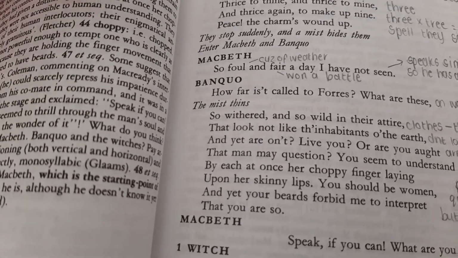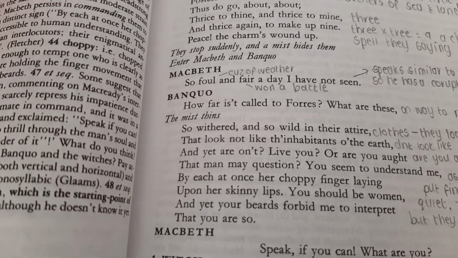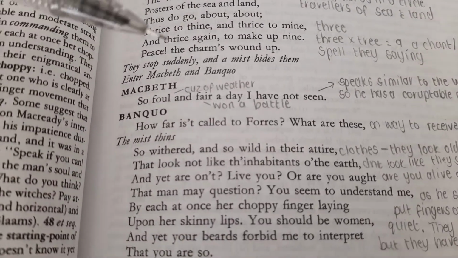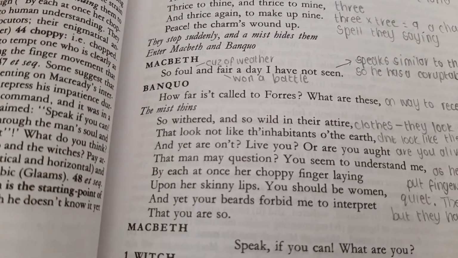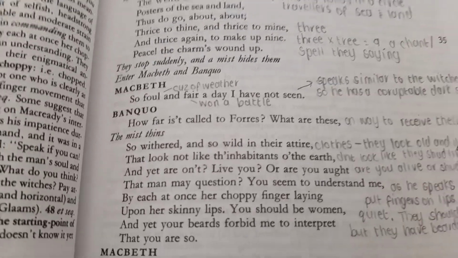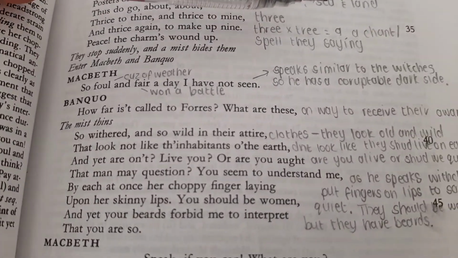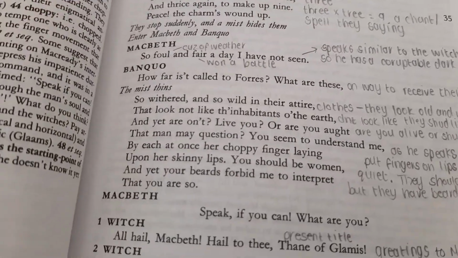"So foul and fair a day I have not seen." Because of the weather, he's basically saying that he's never seen a bad day but a good day at the same time, because the weather is bad, but because they want a battle, it's a good day. So he speaks similar to the witches. He has a corruptible dark side.